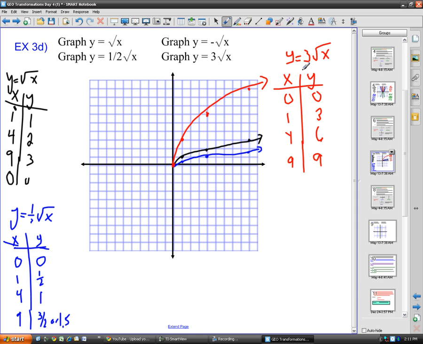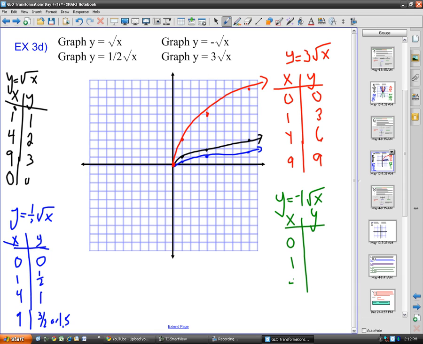What do you think is going to happen when we multiply by the negative square root of x, or multiply by a negative 1? Well, if history repeats itself, then we should have the same graph as the black one, but upside down. That's what history has told us from the previous two. So I'm going to pick the same values because I still have to take the square root, and I want perfect squares. Makes my life easier.